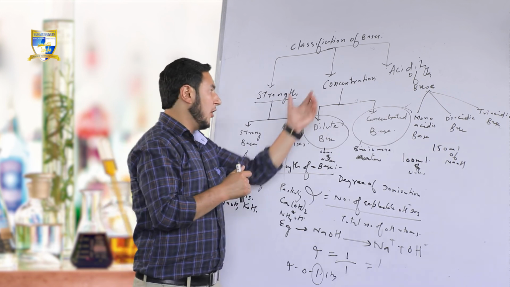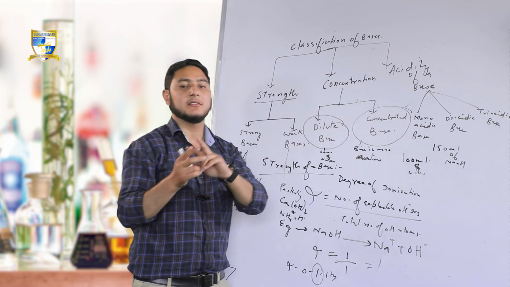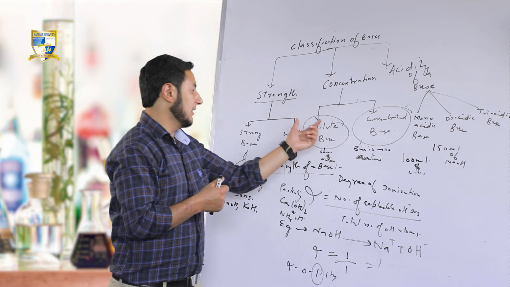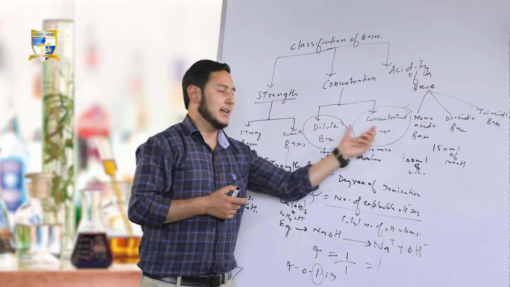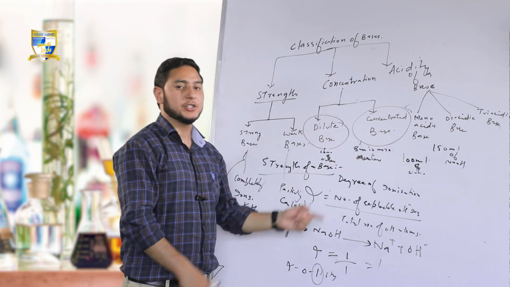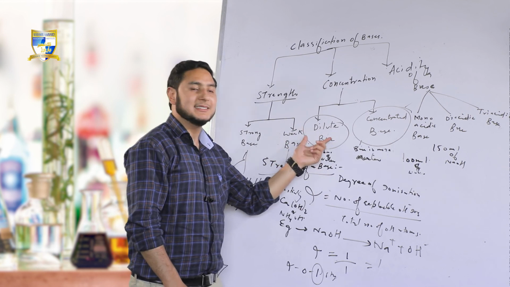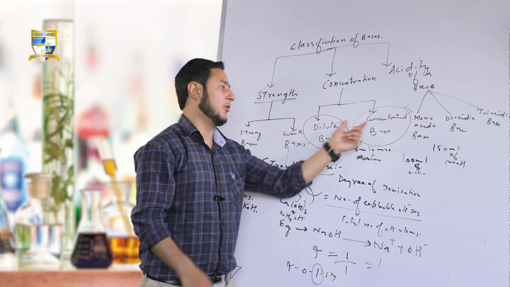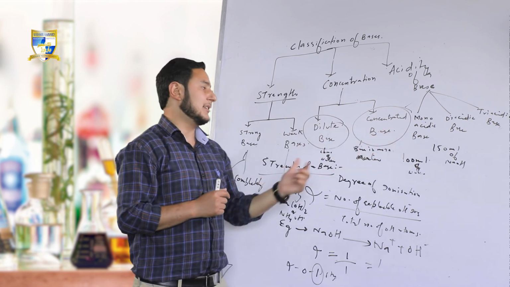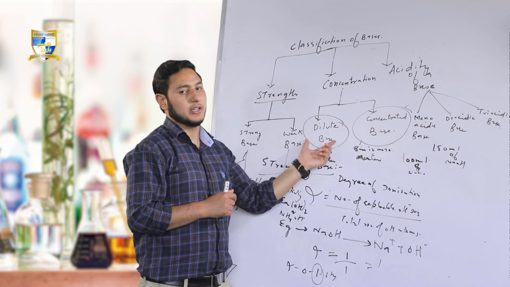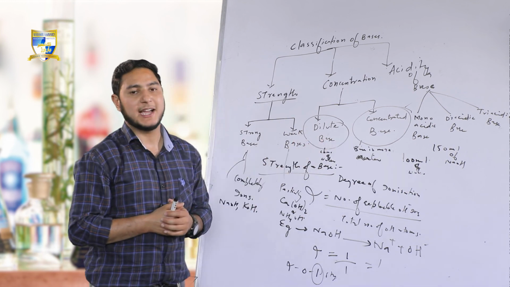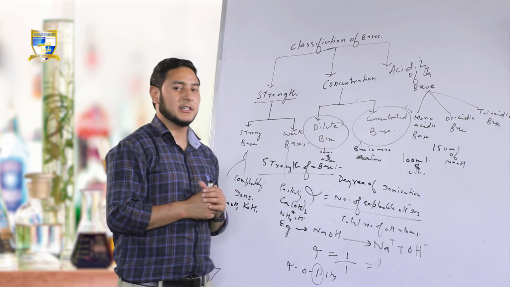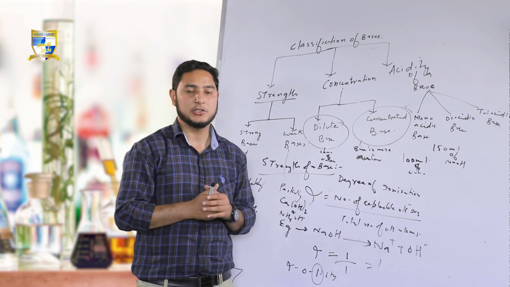So, on the basis of concentration, bases are classified into two types: dilute base and concentrated base. If the concentration of base is more than that of water, it will be called a concentrated base, and if the concentration of base is less than the concentration of water, it will be called a dilute base. In the next lecture, we will be discussing more about the classification of bases.